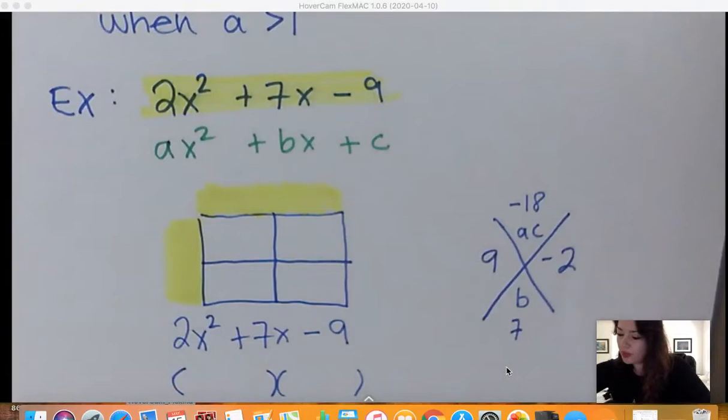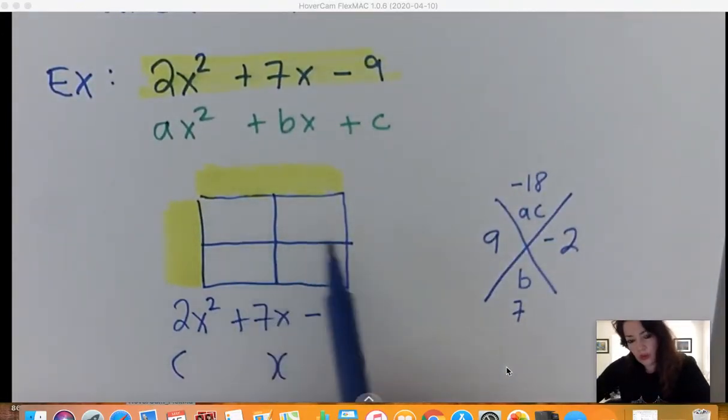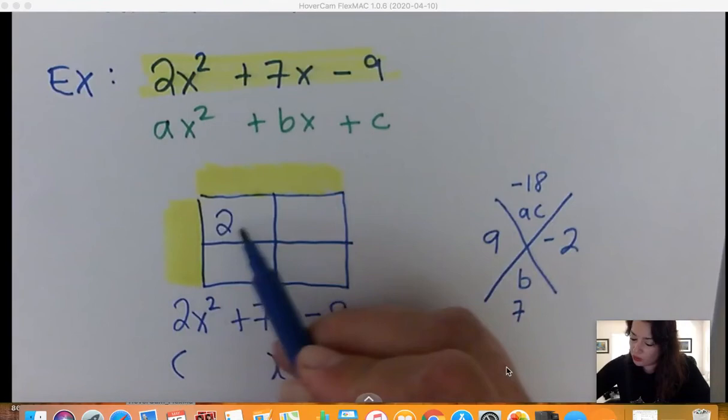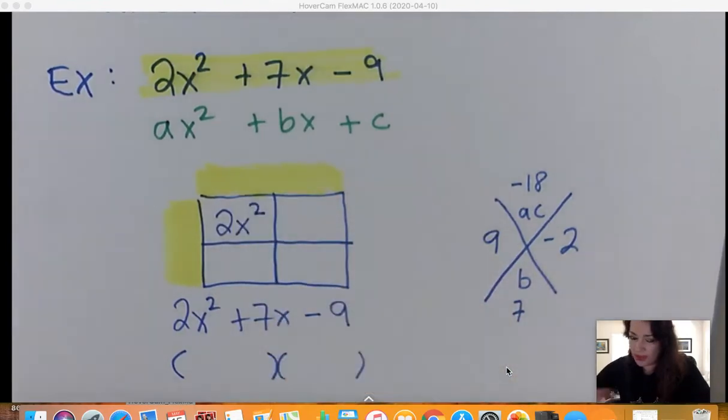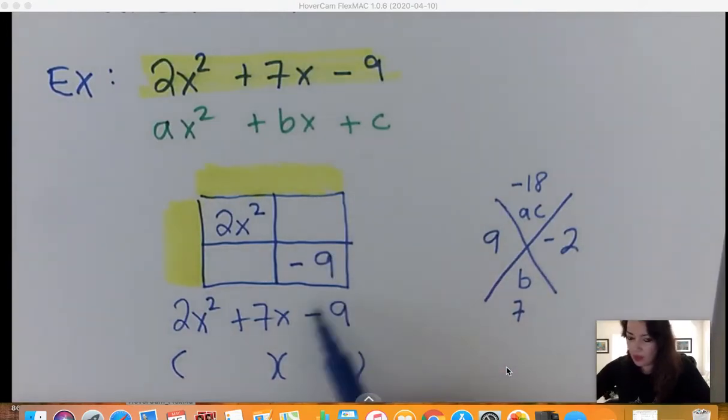Now, how do we enter that into our model here? Well, we know that when we add up all these squares, we get 2x squared plus 7x minus 9. So up here, there is only 1 degree 2 term. So that's my 2x squared. And my -9 is my only constant. So that goes here on the bottom.